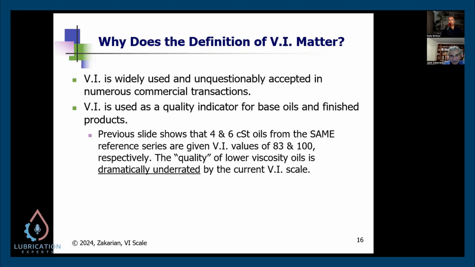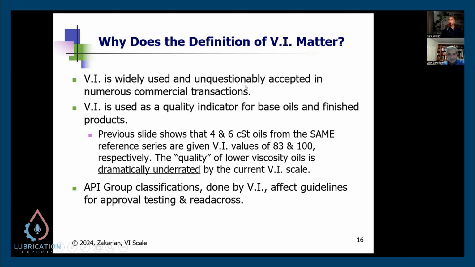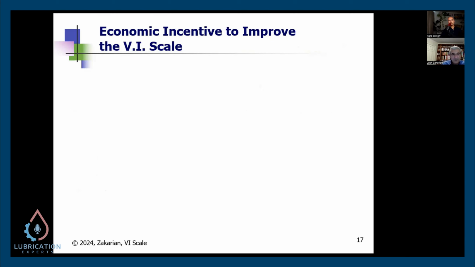And I kept trying to tell people, no, that 83 is meaningless. This oil is much better than the 83 indicates. And finally, API group classifications are on the basis of VI, and that affects guidelines that you use for lots of approval testing, especially in the engine oil area and read across. And so you're making decisions about what tests to run or to not run based on VI, and VI has been shown here to be an inconsistent measure.